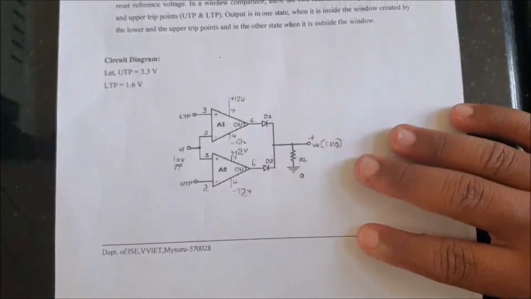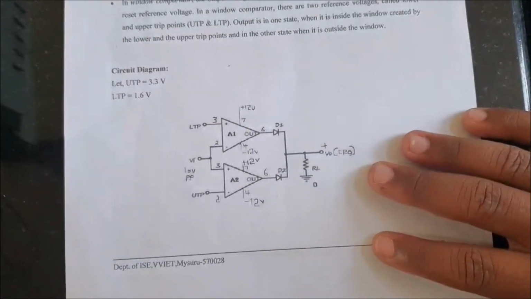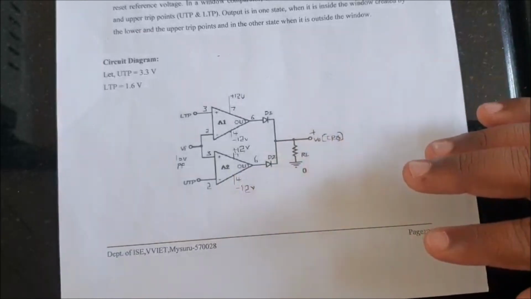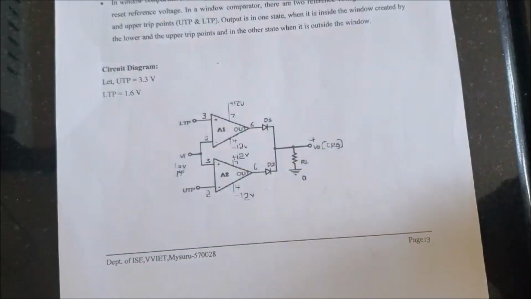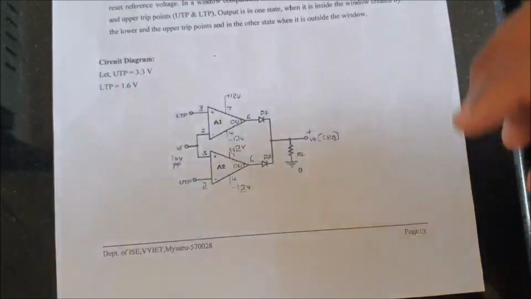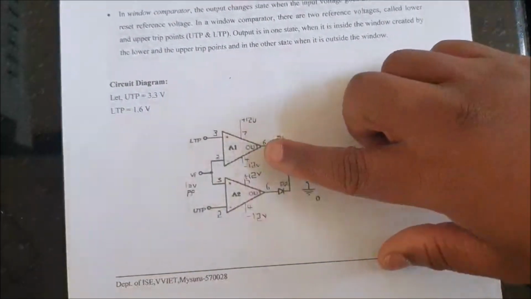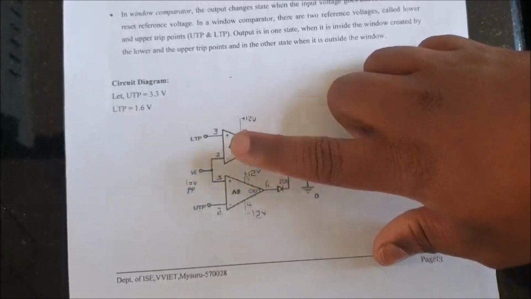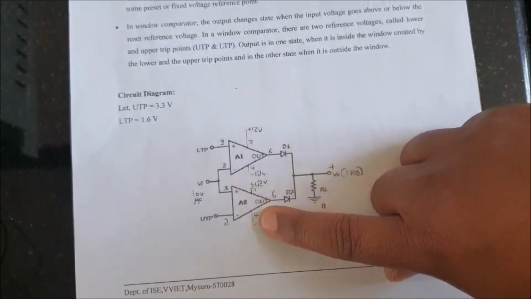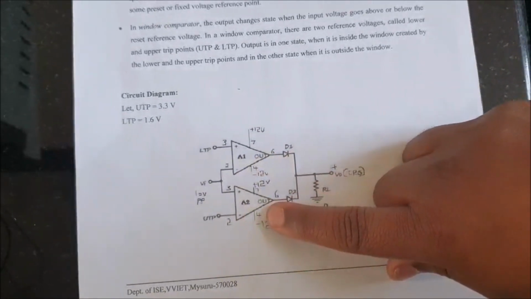So this is the circuit diagram. For a window comparator we need two op-amps. Usually, whatever inputs we give to an op-amp, it will compare the two inputs. That's the overall operation of a window comparator. Here there are two op-amps: A1 is the first op-amp and A2 is the second op-amp. The IC number for this op-amp is 741.